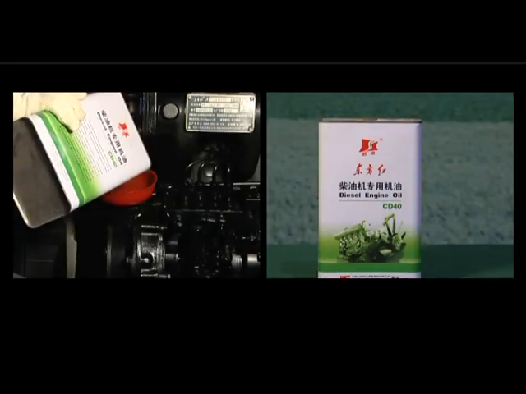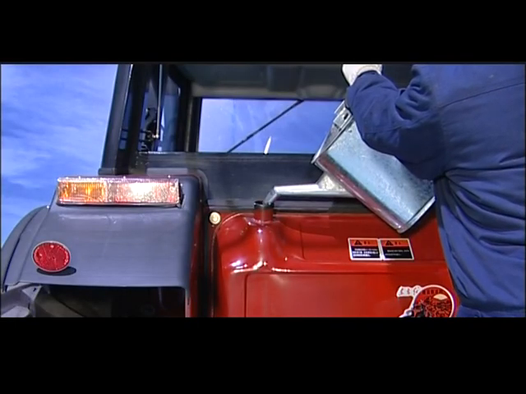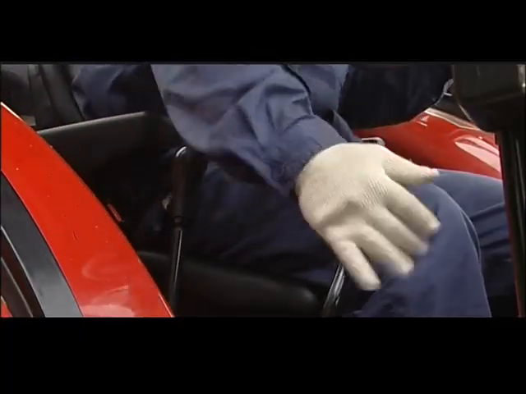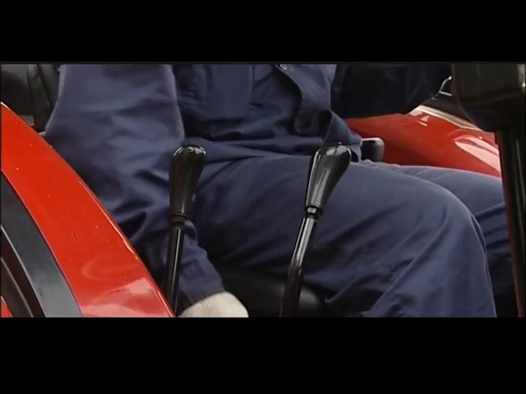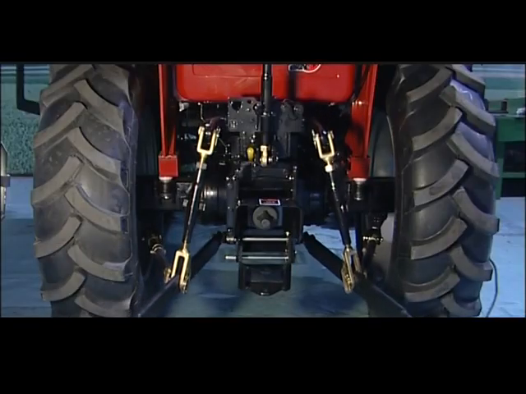Long period storage technical maintenance. Change the new oil. Run the engine for several minutes under small throttle. Fill up the fuel tank. Wash and maintain the air filter. All operation levers shall be located in neutral gear. The tractor front wheels shall be placed in center. The hitch device shall be at the lowest position.